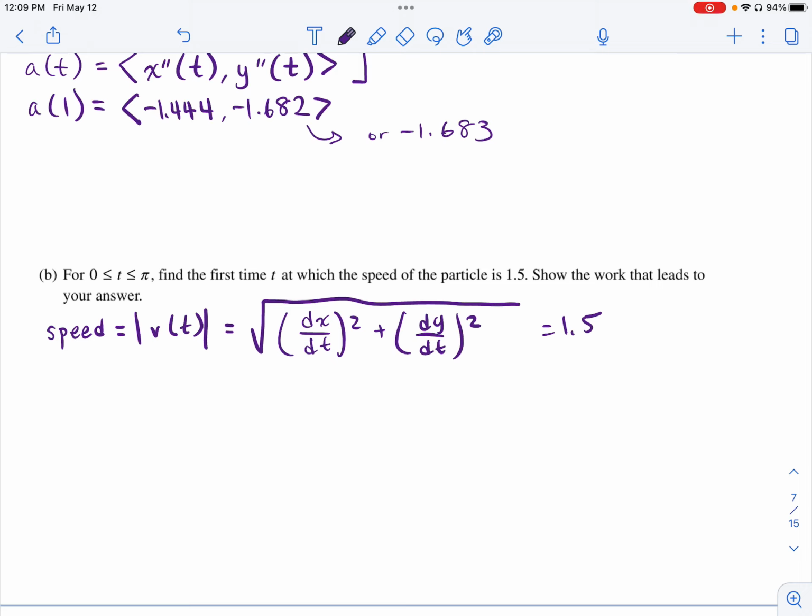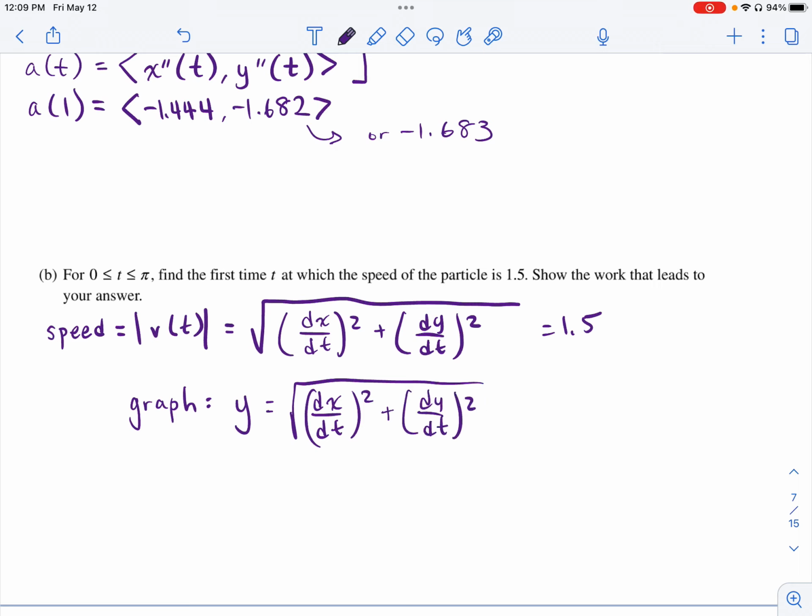So what you're going to need to do is graph the following in your calculator. We're going to enter an equation into our calculator. We're going to say y is equal to dx/dt squared plus dy/dt squared minus 1.5. And from this, we're going to want to find the first zero.